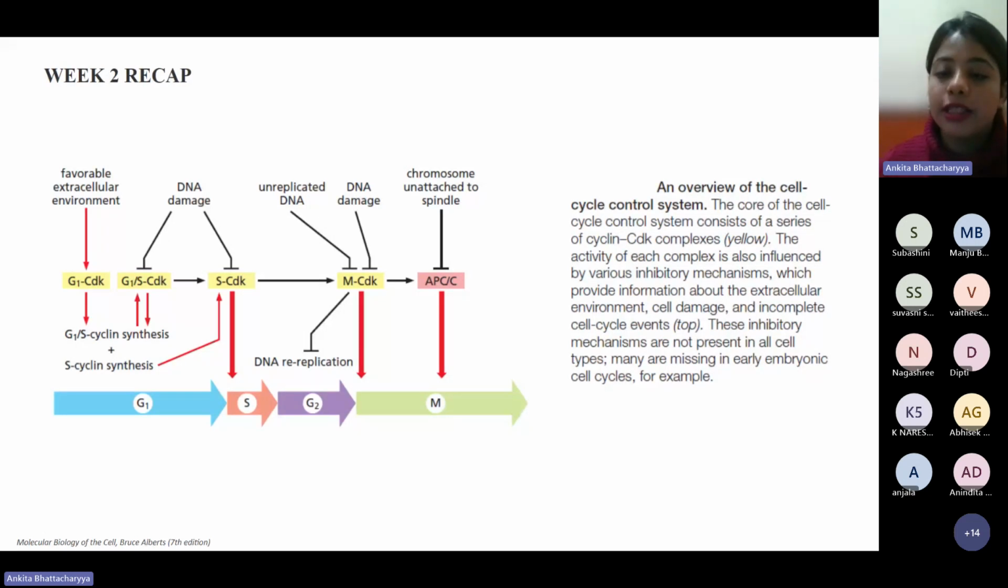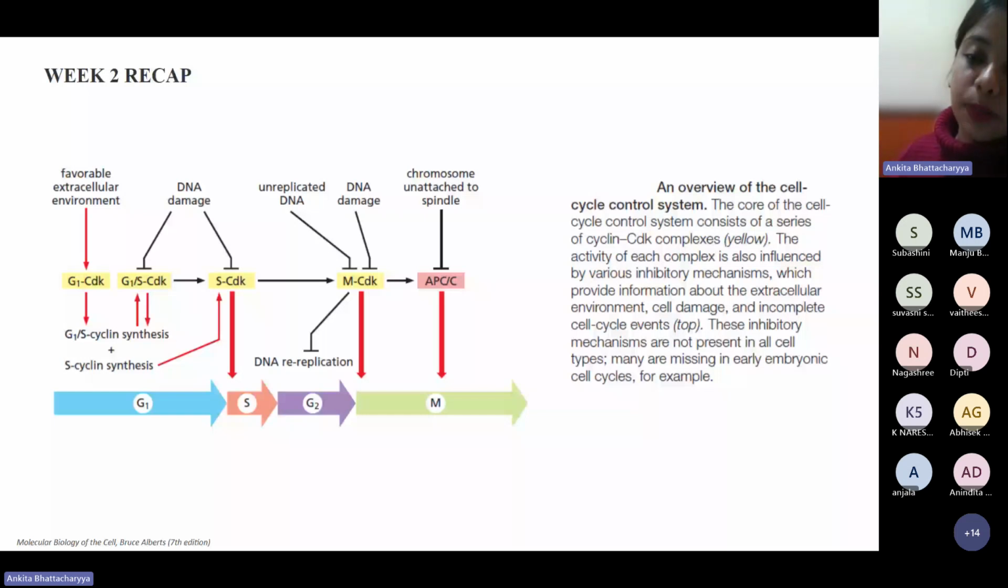Keeping all this in mind, the inhibitory mechanisms are not present in all cell types. For example, in embryonic cell cycles and early embryonic cell cycles, these are not really kept in place, because there is no way to have so many proteins that will operate and keep a check on the current status of the cell. These are present in more mature cells, and of course they're also not present in cancer cells, and it is a necessity for cells to not have such perfectly functioning mechanisms.